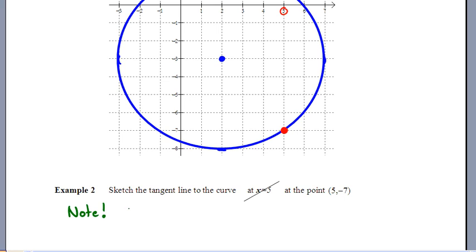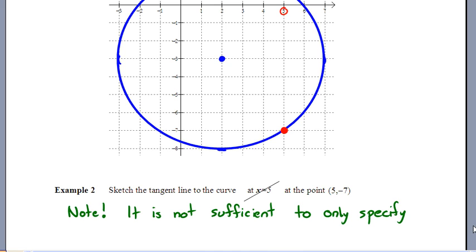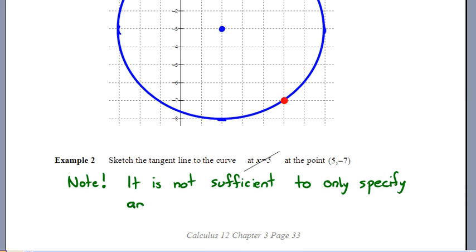It's quite important. It is not sufficient, it's not good enough. Oops, I should learn how to spell and get my grammar right. It is not sufficient to only specify an x value. We need an xy pair.